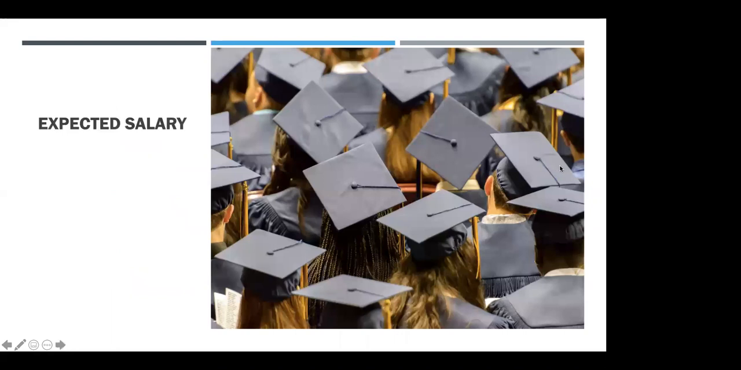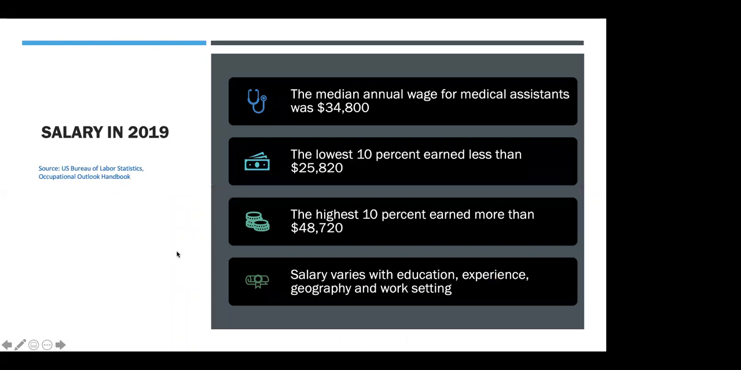So what is the expected salary of a medical assistant once they graduate? Next slide, please. So I again turn to the U.S. Bureau of Labor Statistics for wage information, which they're very good at providing. Here they've provided what the median wage was in 2019 for medical assistants, as well as the lowest and highest 10th percentile. But probably the most important thing on the slide is that last bullet that says that salaries do vary widely depending on your education level and the number of years of experience in the field. Geography plays a big part.